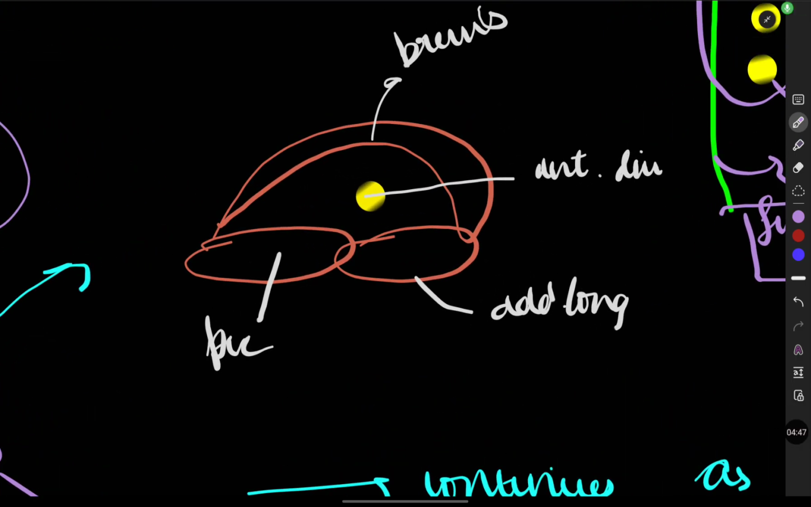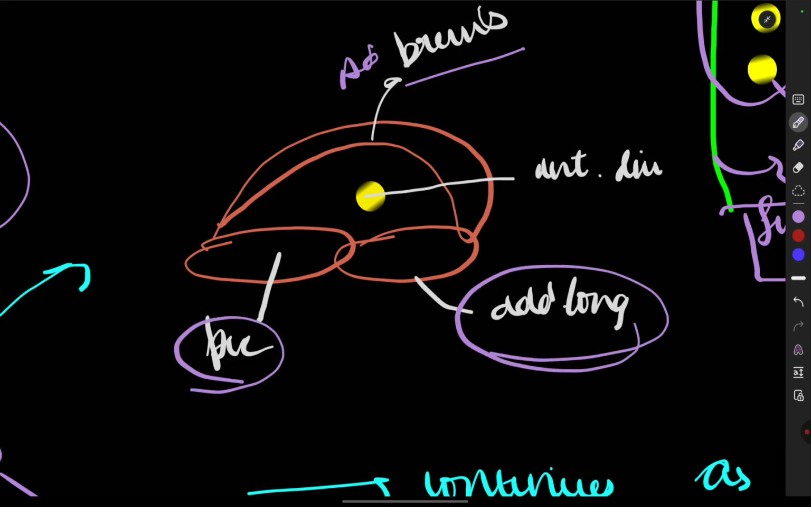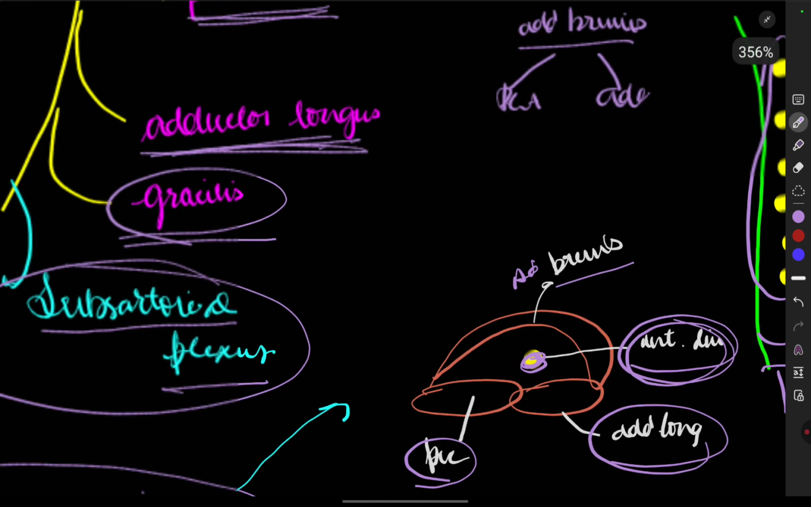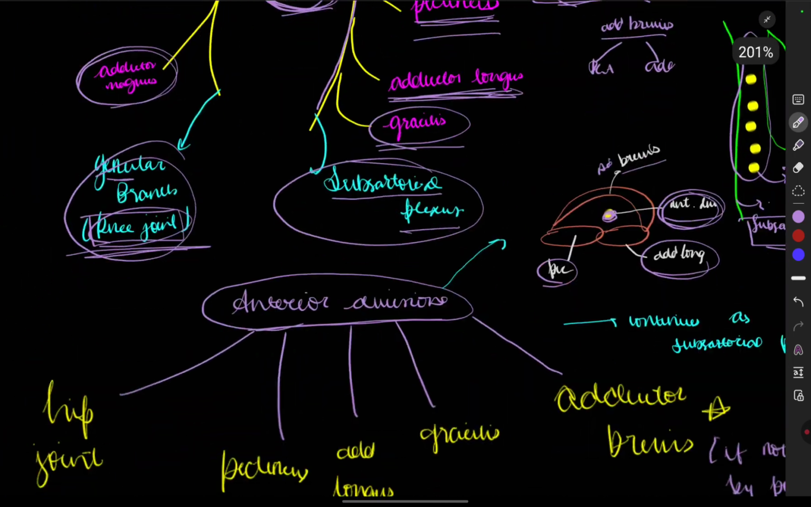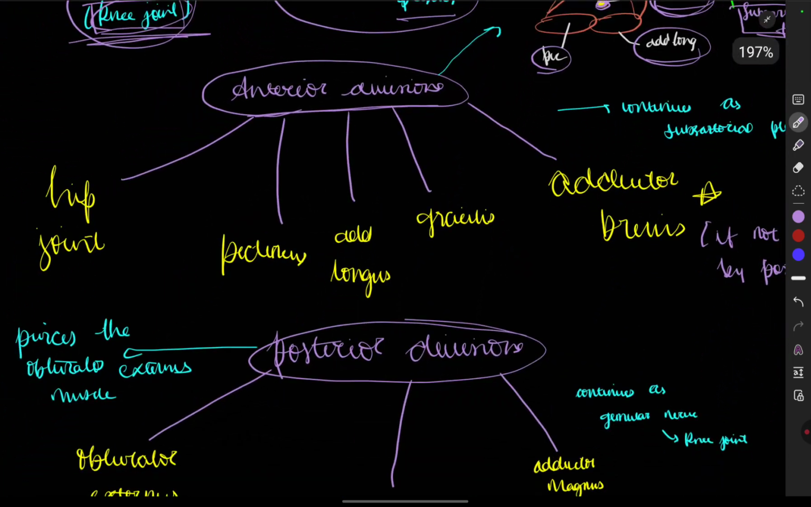See here now, the adductor brevis lies behind the pectineus and the adductor longus, that I have already told. In between this is the anterior division of the obturator nerve, as we have seen just now. So this is the adductor brevis, pectineus and the adductor longus, and this is the anterior division of the obturator nerve. So this is about the branches of the obturator nerve. Now let us see that in detail again.